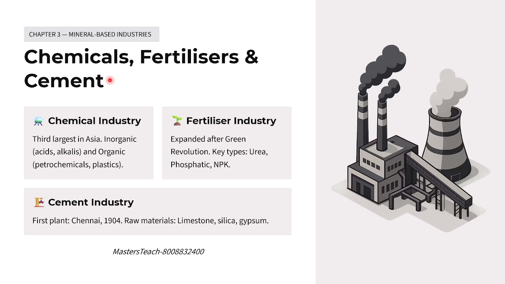Then it comes to the fertilizer industry. This is also a mineral-based industry. It expanded after the green revolution. We already discussed this in the agriculture chapter. The fertilizer industry consists of urea, phosphoric, then NPK. Then the cement industry: the first plant was established in Chennai in 1904. The raw materials used in the cement industry are limestone, silica, and gypsum. Just note these down. That will be helpful to you.